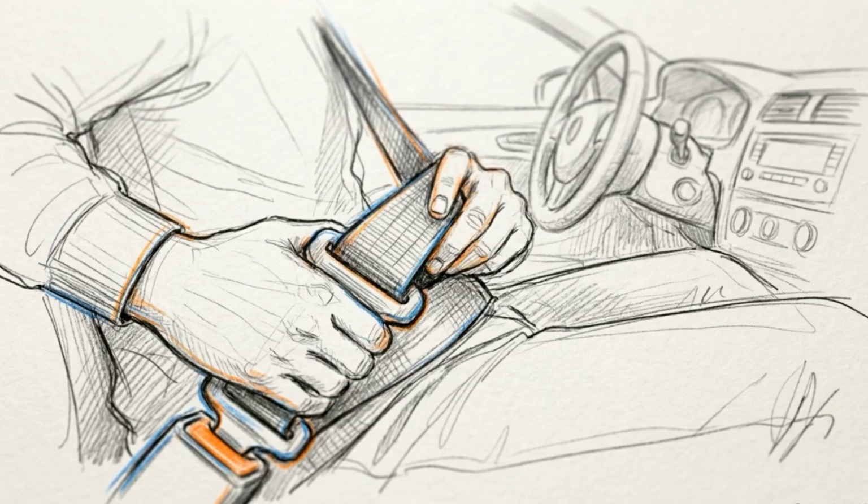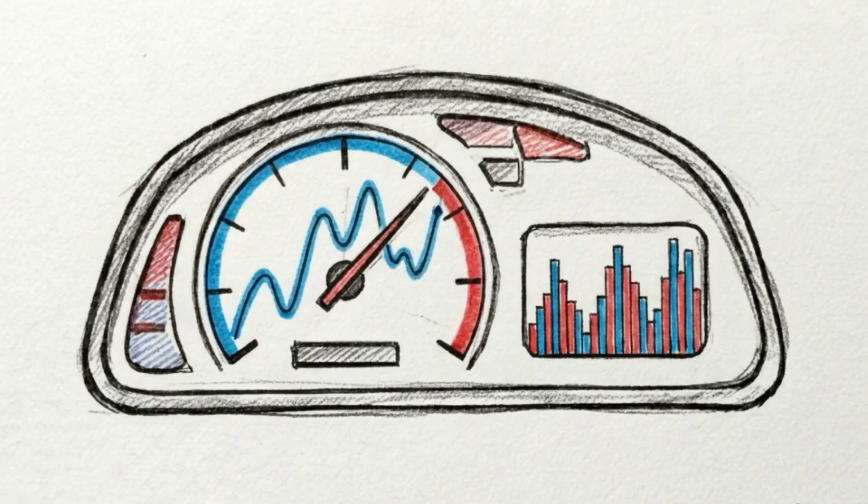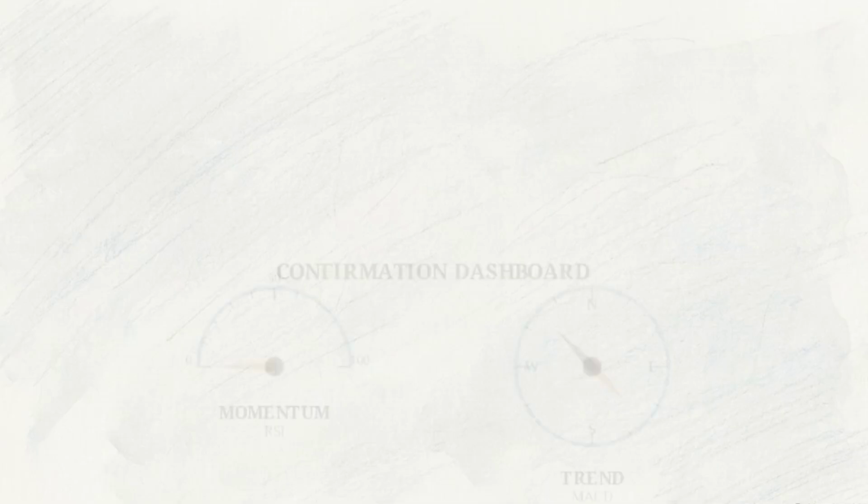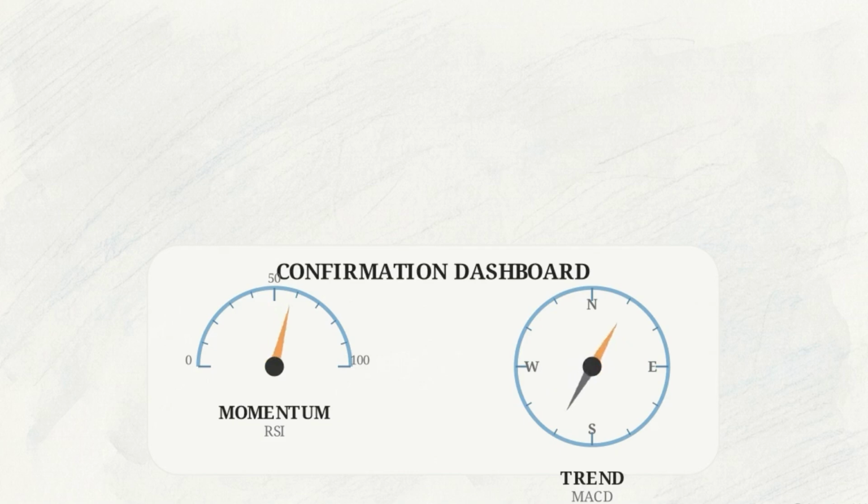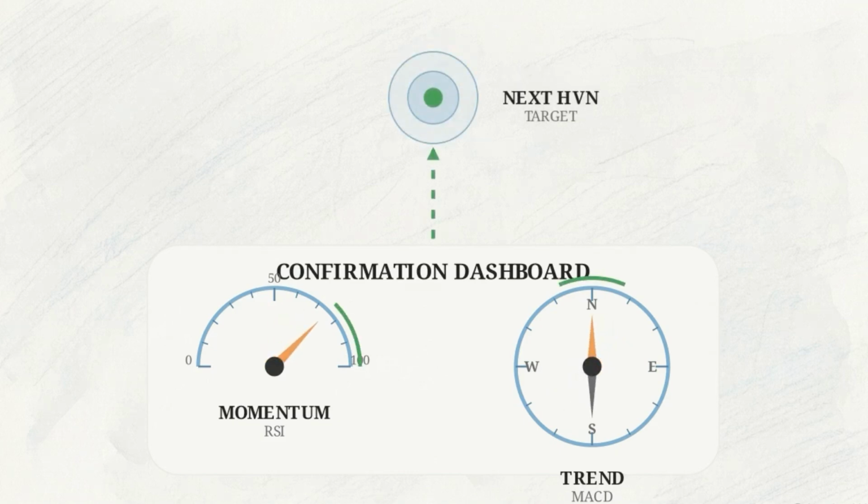Even with a great map, driving requires a seatbelt. In trading, that means strictly managing your risk. Your first safety rule is to avoid entering a trade based on the volume profile alone. You verify your route by checking the other dials on your dashboard, like the RSI or MACD. Think of these as your speedometer and compass. They measure market momentum and trend strength to tell you if the move has enough energy to reach your target.